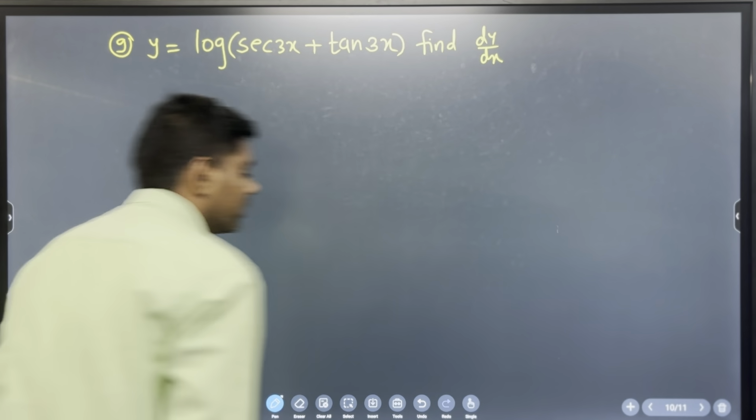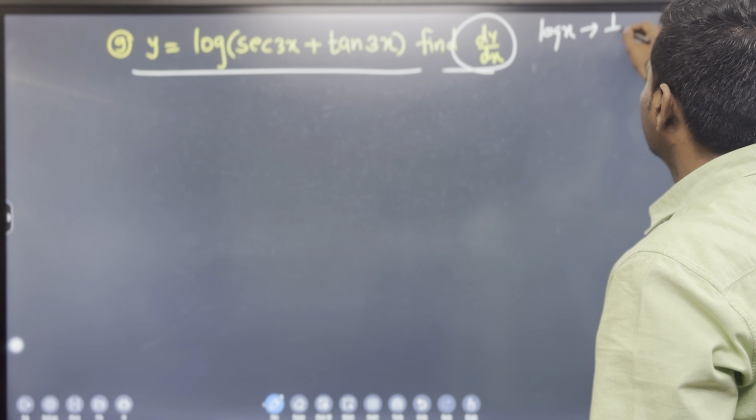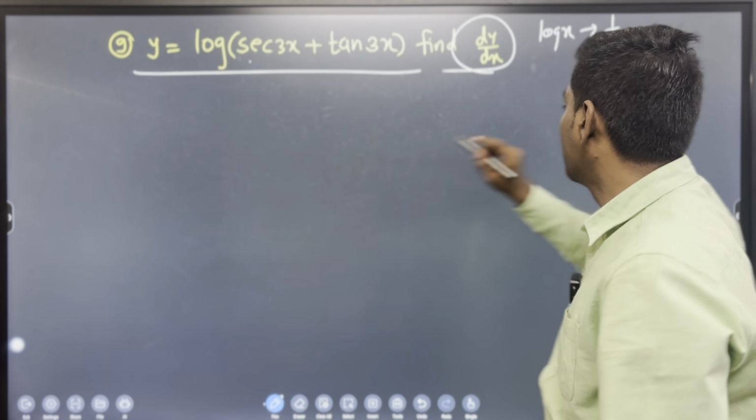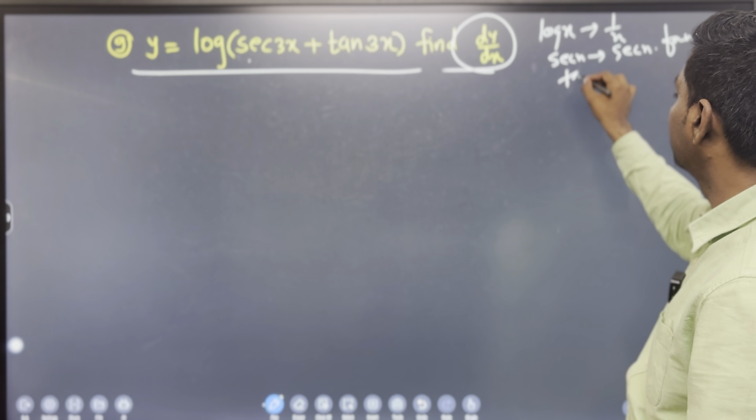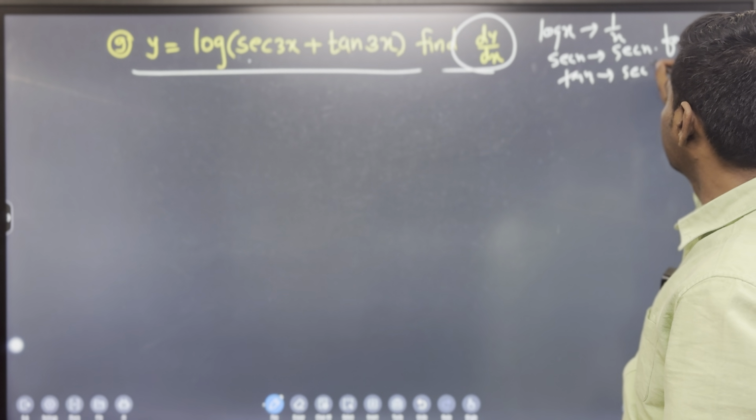And the next example is very easy and important. Many times they ask it in the examinations. So observe clearly. Now log is given. What is the derivative of log x? So remember the basic formula of log of x, derivative 1 upon x. Then derivative of sec of x is sec of x into tan of x, and then what is the derivative of tan? Tan derivative is sec square x.